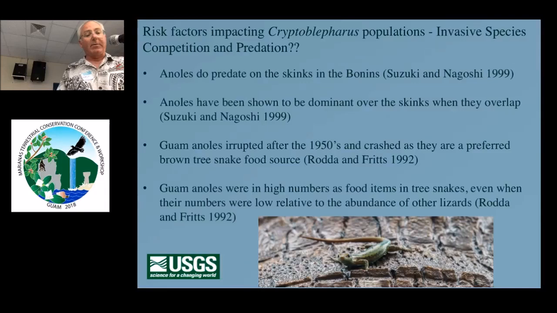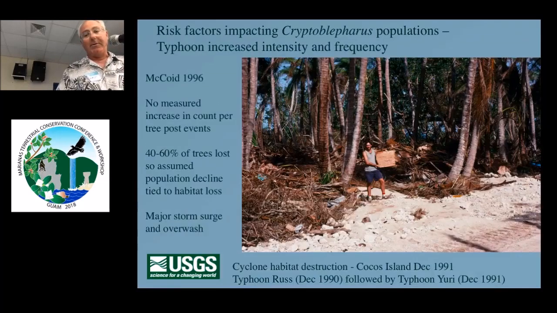Guam anoles erupted in the 50s and then crashed as they were a preferred brown tree snake food source. That's in the literature. And then anoles, even though they were highly selected by the brown tree snakes as a food source, are not that common in the wild. So the tree snakes might have reduced that competition from anoles here, but not in Saipan and other places. Anoles seem to maintain their risk.